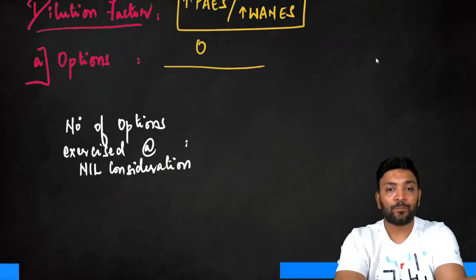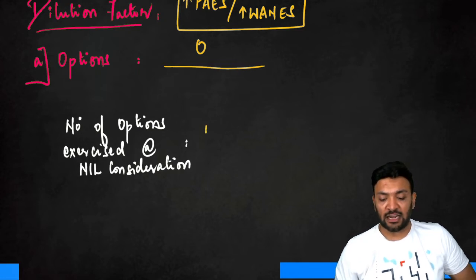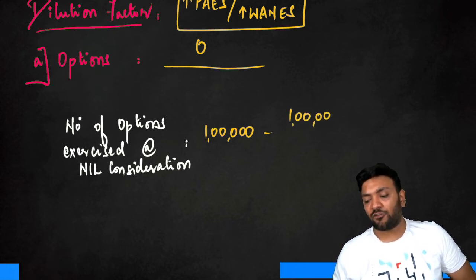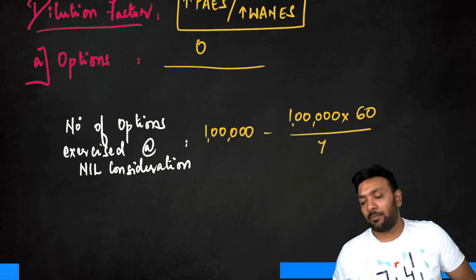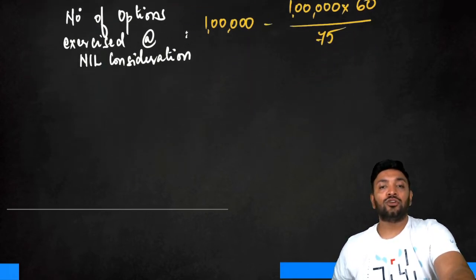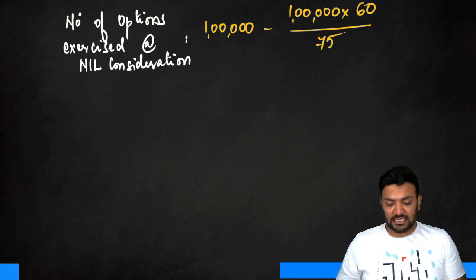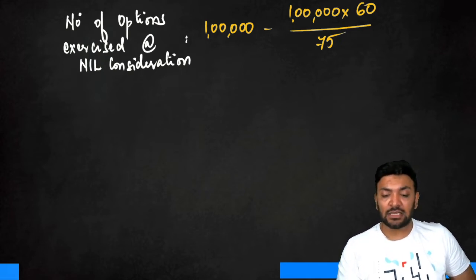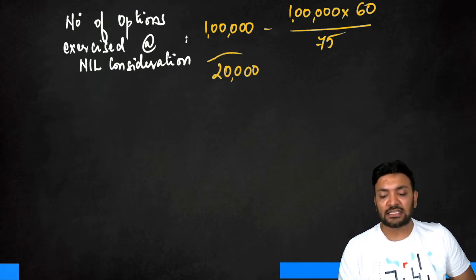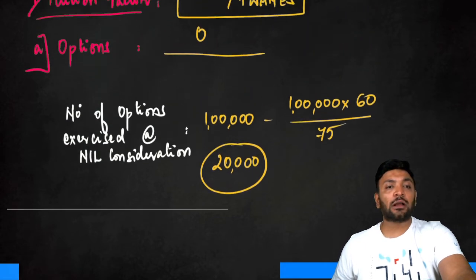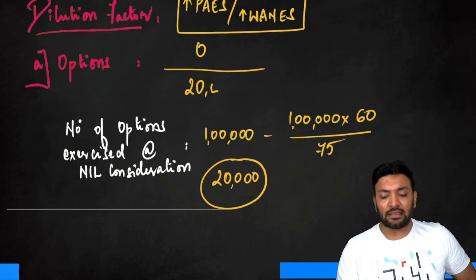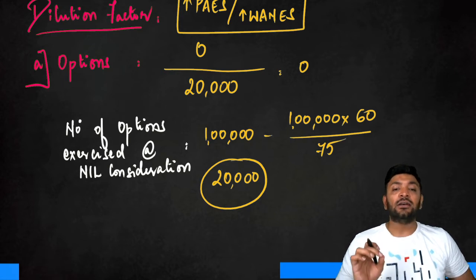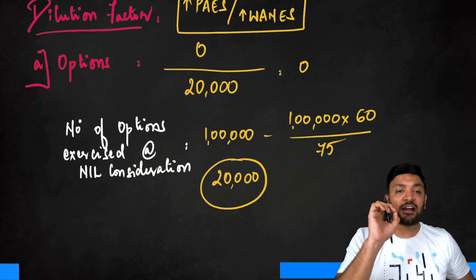Calculate. Total number of options, 1 lakh, minus proceeds from exercise of options, 1 lakh into 60, divided by 75 market price per share. Solve this: 60 divided by 75 is 0.8, so 80,000. 1 lakh minus 80,000 gives 20,000 options exercised for nil consideration. Use it for computation of the dilution factor. Increase in PACE is 0, divided by 20,000 VANE's, so the dilution factor for options is 0.